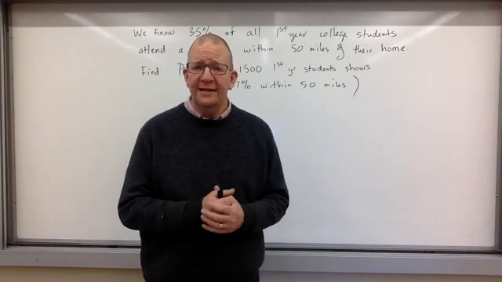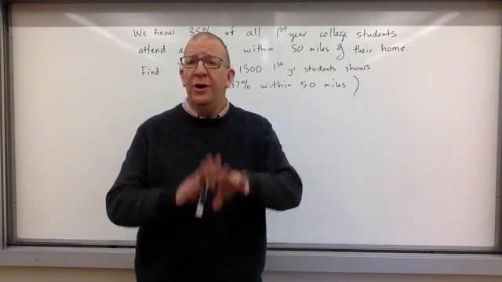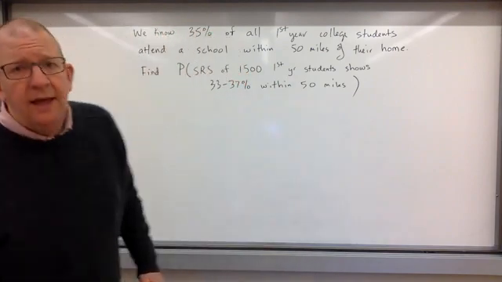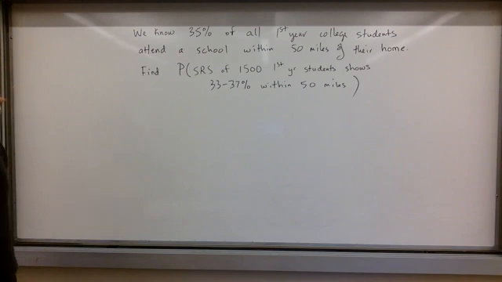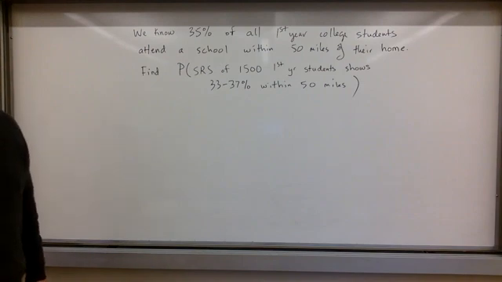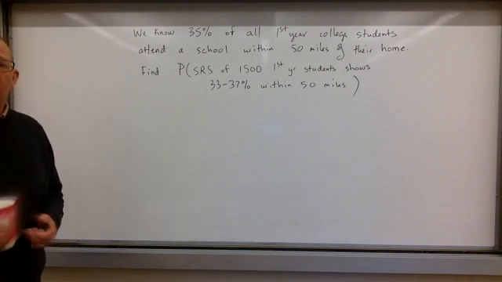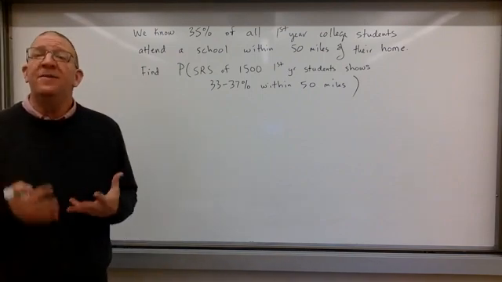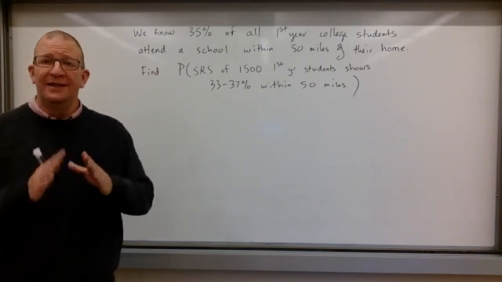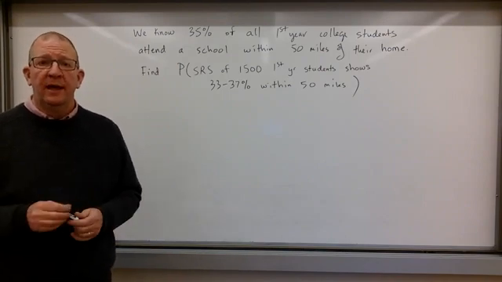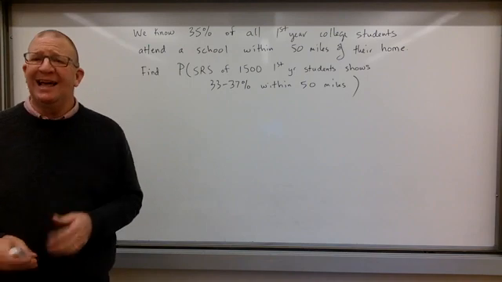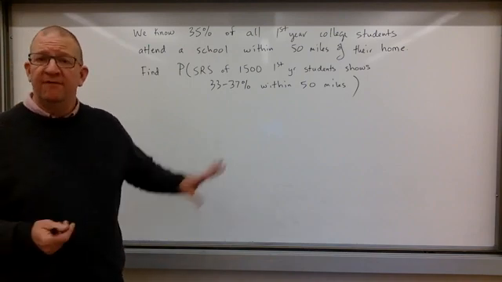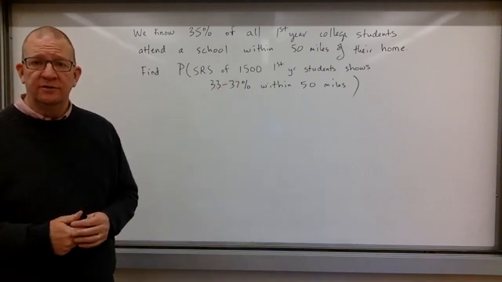So let's take a look at this example problem and try to put everything we've talked about together. Here we go. We know that 35% of all first-year college students go to school within 50 miles of their home. Let's assume that that's a known truth. So what we're going to do is test that truth. And we're going to say, okay, let's do a simple random sample of 1,500 students.